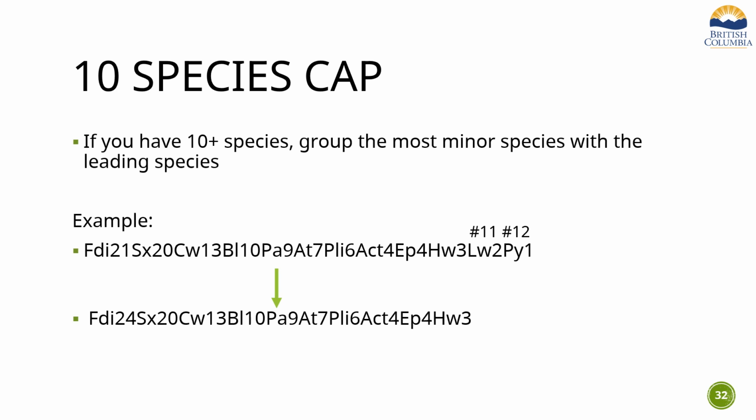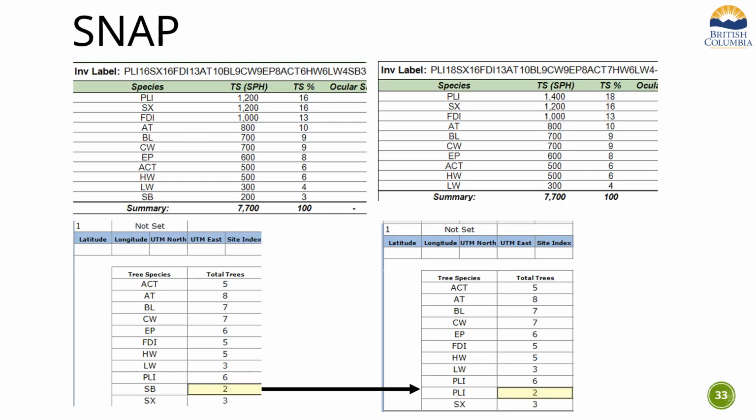So for the example on the slide, we have 12 species. Larch and yellow pine are the 11th and 12th species. They equate to 3% of the total density. They will need to be dropped, and the first species composition will need to be increased by 3%. So how do you actually do that?